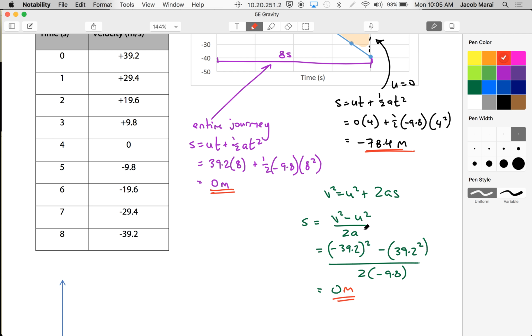Yes? So should we be using 9.80 or 9.8? 9.80. Yeah, I'm just being lazy and saving paper. Okay, you've got to add that. I'm not saving paper, I'm saving time.